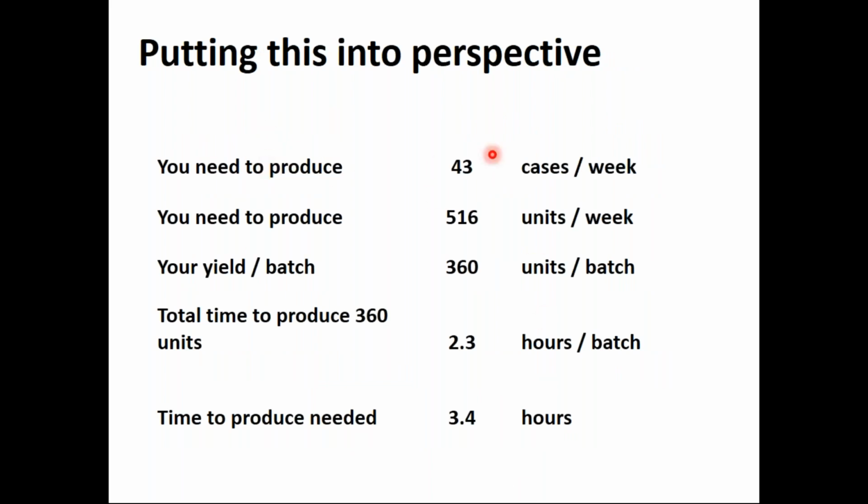So just putting this into perspective, this is also something the tool will do for you: you need to produce 43 cases per week, 516 units per week. Let's say your yield per batch is 360 units per batch. It takes you 2.3 hours to make a batch. That means you need 3.4 hours to make the amount that you need per week. So it does some of those calculations for you.